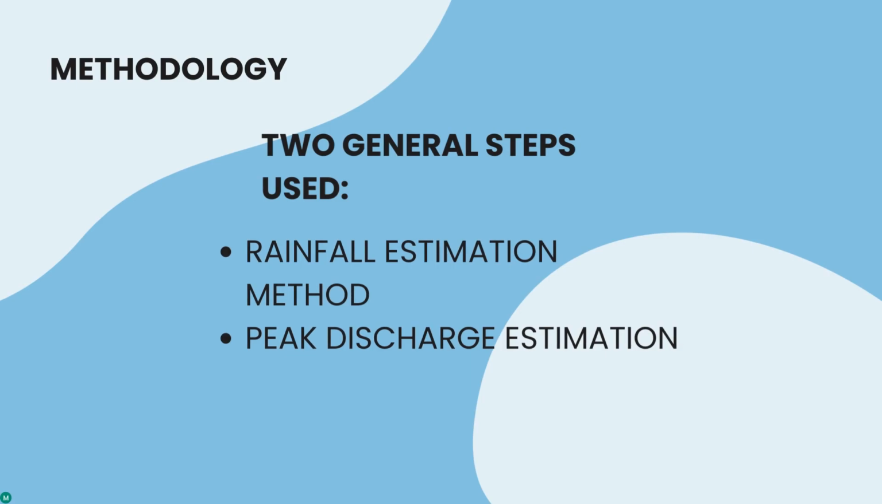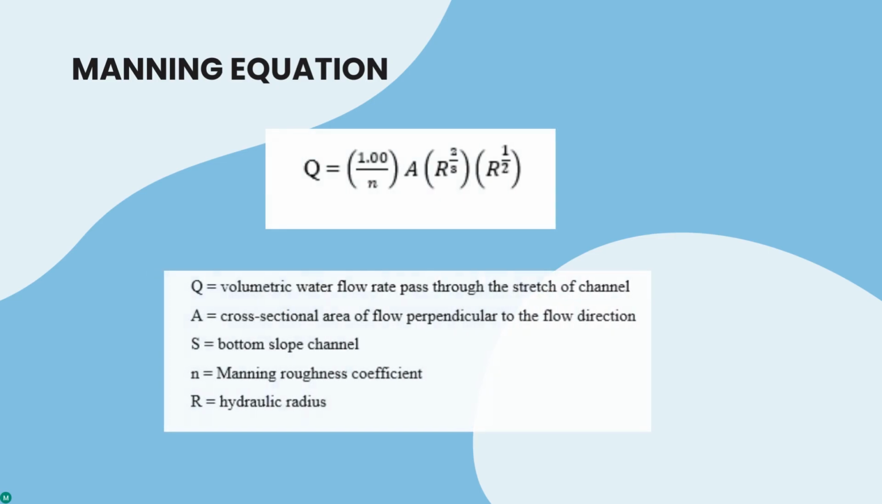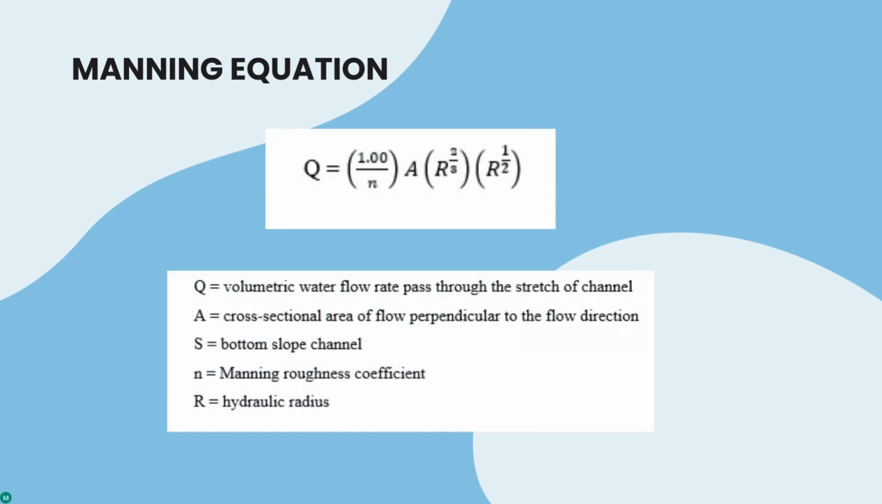My name is Muhammad Shazani bin Zamri, and I will continue our presentation with the methodology. Basically, there are two general steps that we use, which are rainfall estimation and peak discharge estimation. For rainfall estimation, we use the Manning equation. The Manning equation is an empirical equation that applies to uniform flow in open channels. The function of the Manning equation is to calculate the channel velocity, flow area, and channel speed. This is the Manning equation.